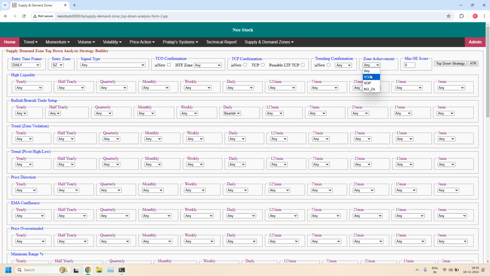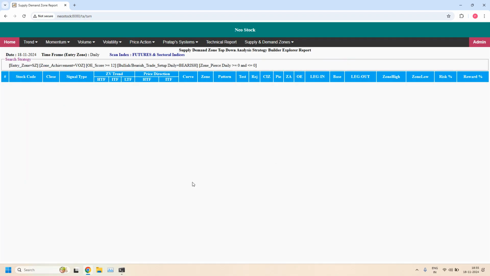Zone achievement, violated opposing zone, minimum odd enhancer score 12. All the 3 filters are applied to daily supply zone. We did not get any bearish trade setup supported stocks.